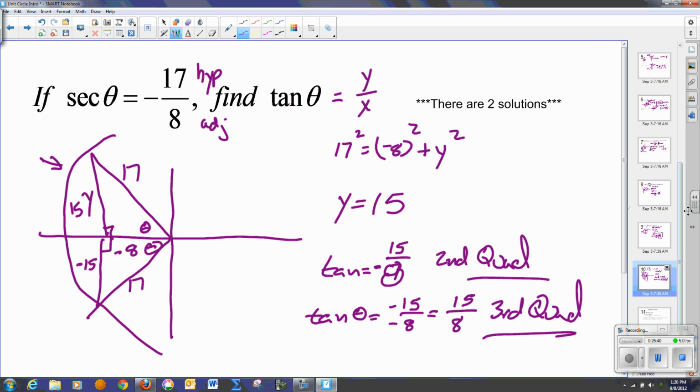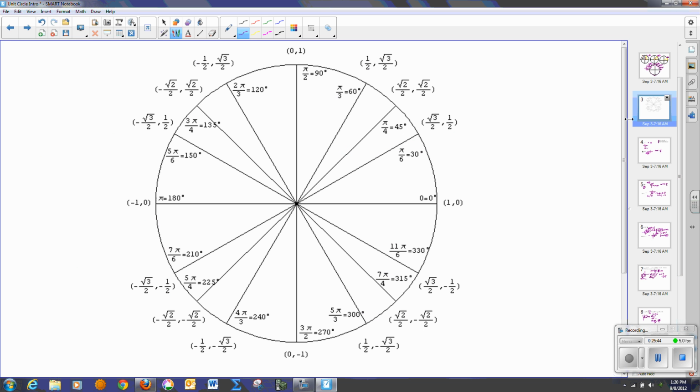The most important thing of the day is knowing where the unit circle points come from and what those actual points are. The quicker you memorize and know this picture, the better off you're going to be.